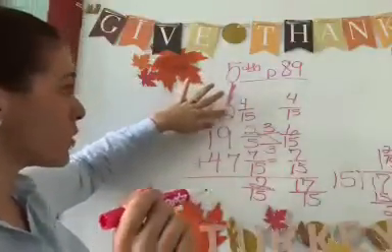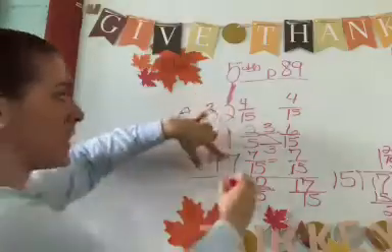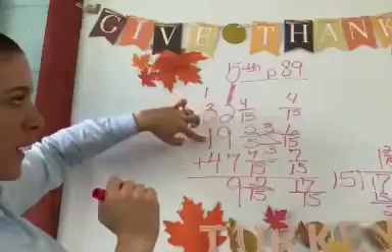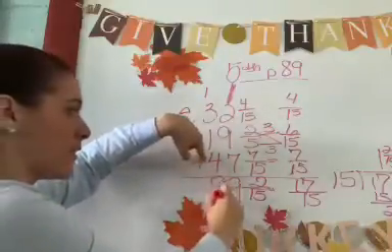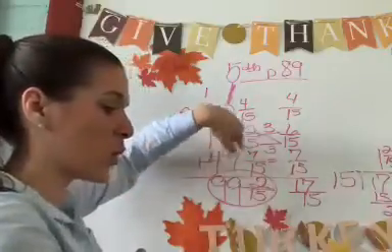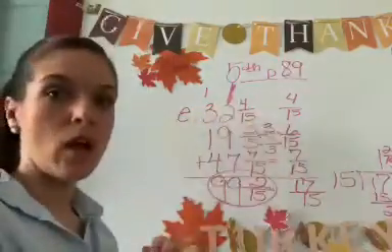1 plus 2 is 3. 3 plus 9 is 12. 12 plus 17 is 19. 1 plus 3 is 4. 4 plus 1 is 5. 5 plus 4 is 9. 92 and 2/15 is your answer. Okay?